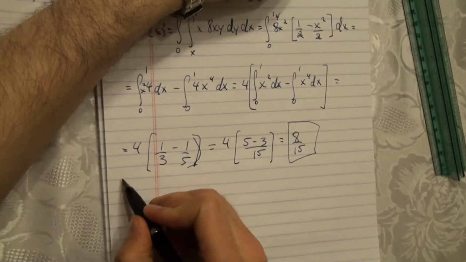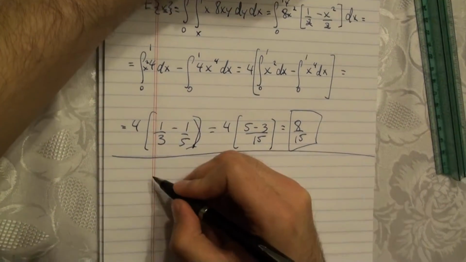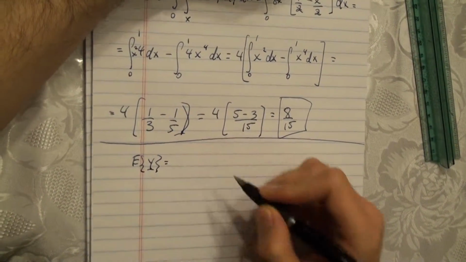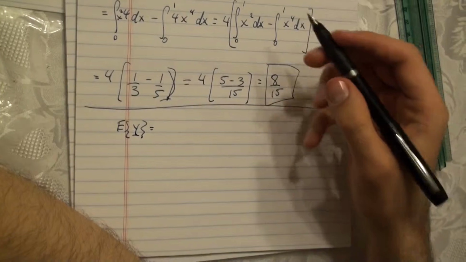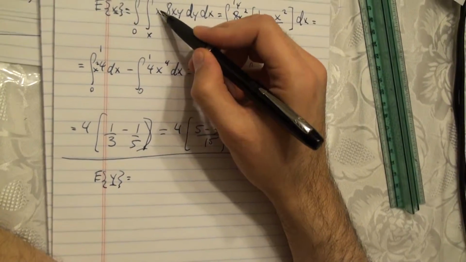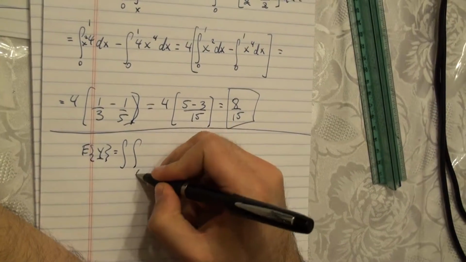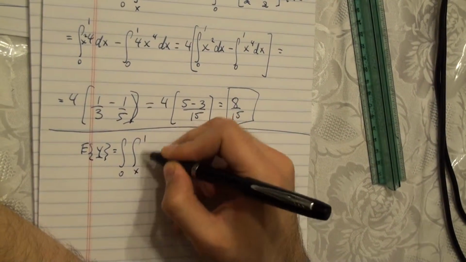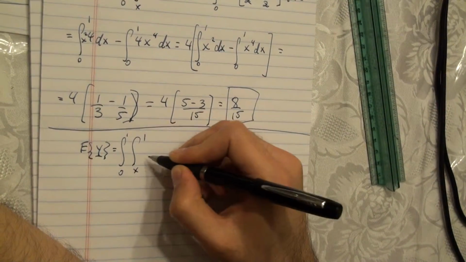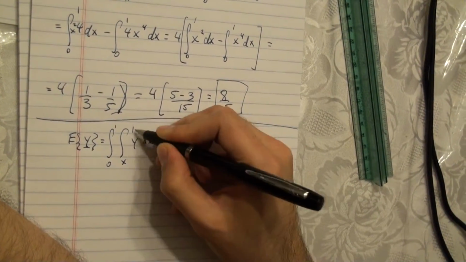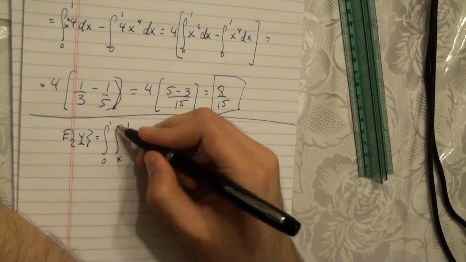Now, we want to find the expected value of y. It's going to be the same thing, except we're going to replace the x that we had here with a y. So we have the same integrals, x to 1 for y, and 0 to 1 for x. So we have y times 8xy, integrating first with respect to y from x to 1, and then with respect to x from 0 to 1.